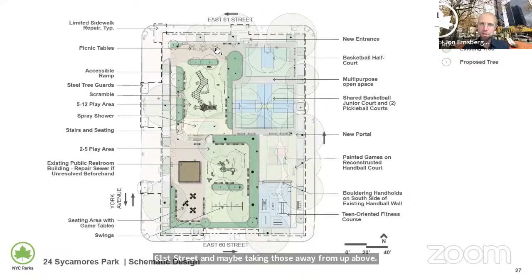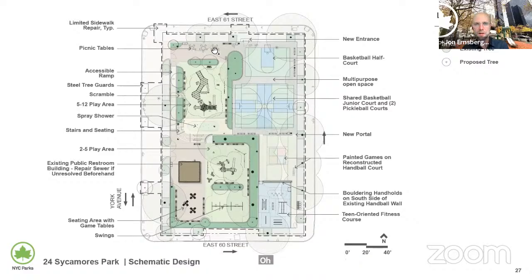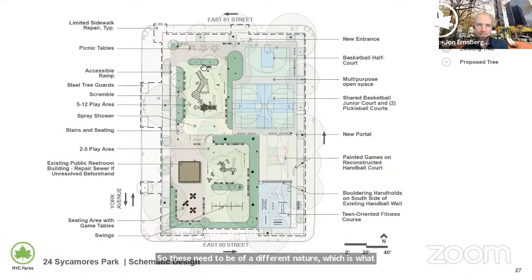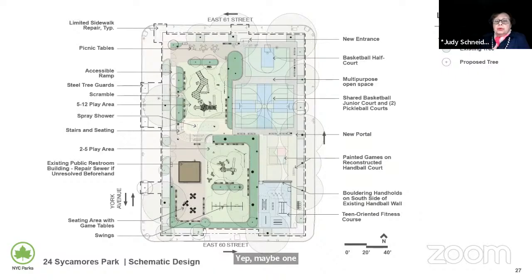Not enough room. We can look at it. These tables, again, there's some behind the scenes stuff going on up here with DEP infrastructure. So these need to be of a different nature, which is why they're shown the way they are. And they have a little higher capacity. Well, they're 5 instead of 4 people. Yeah, maybe one more. I don't know. We have to study it, but not a lot more. Okay, but in other words, you couldn't pull the swings into that area.